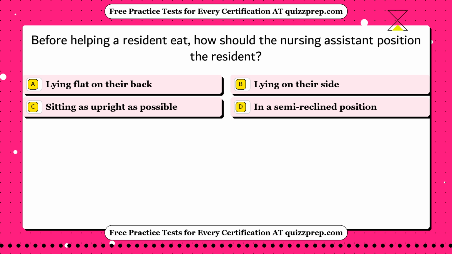Option A. Lying flat on their back. Option B. Lying on their side. Option C. Sitting as upright as possible. Option D. In a semi-reclined position.